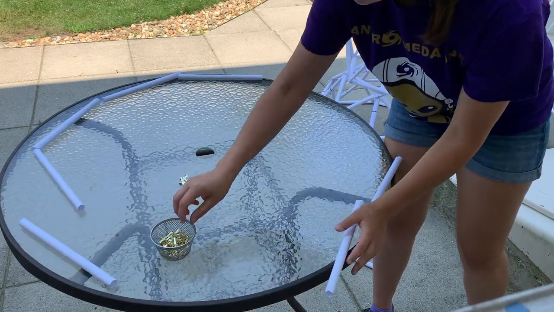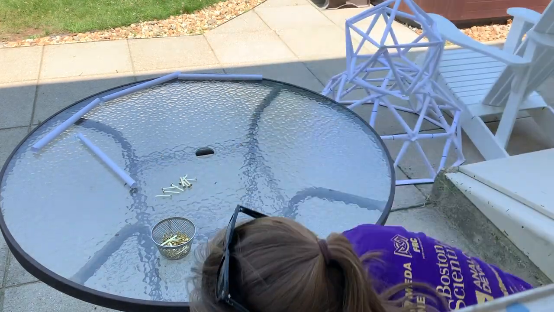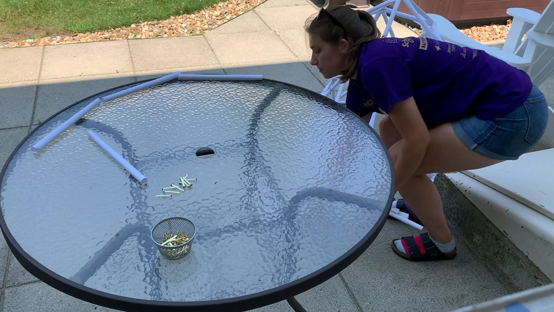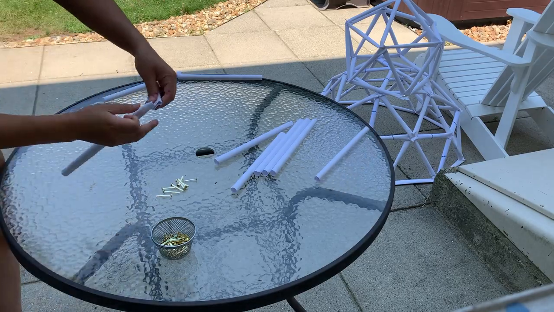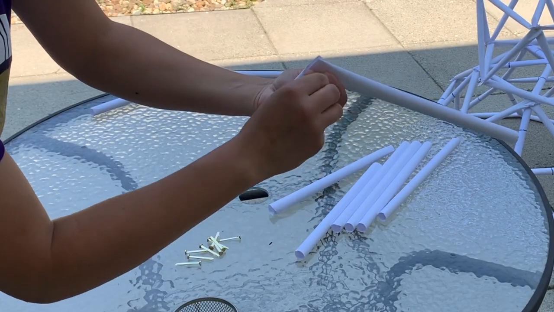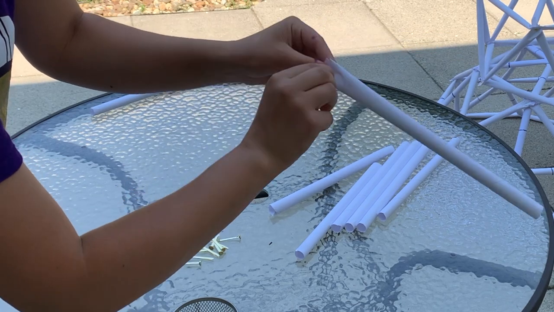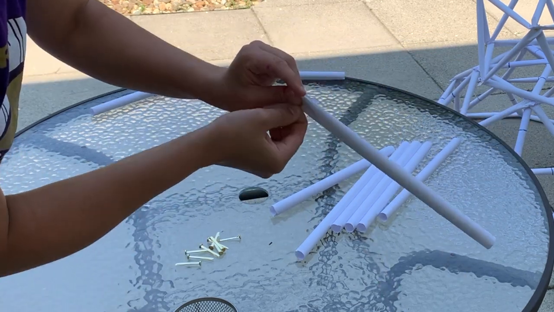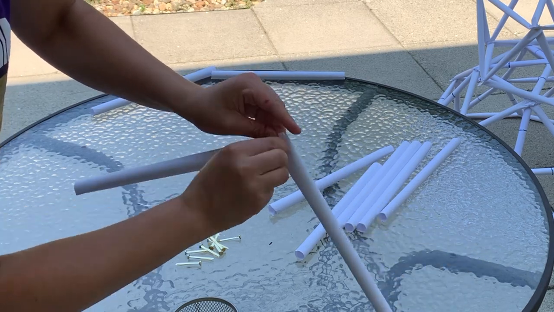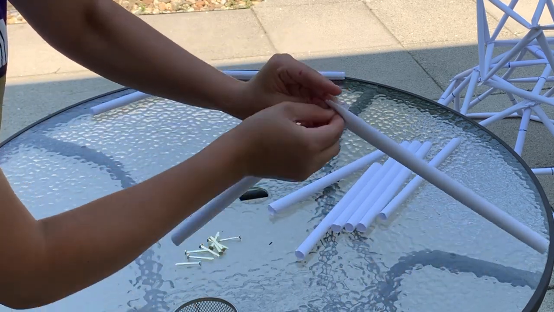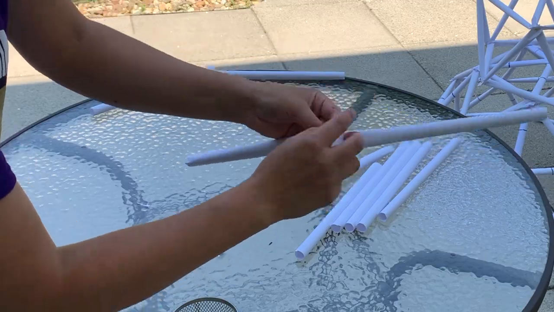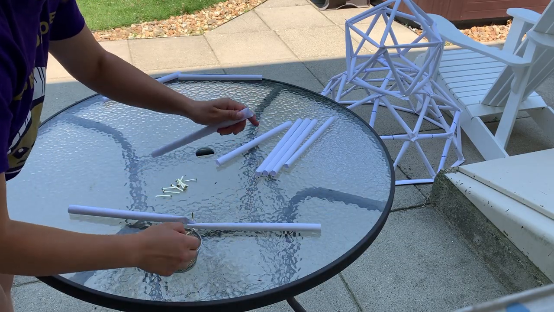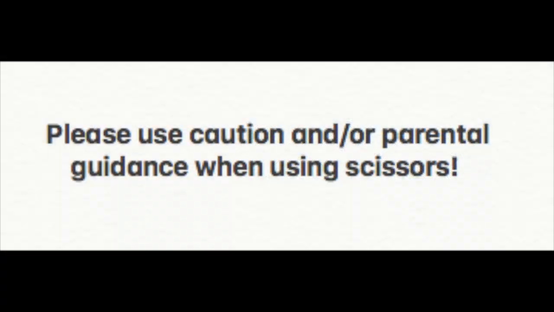Now, we're going to take our brads and connect them together. So you want to take your brad, and you want to take two of your pieces, and you just want to stick the brad through those pieces. Kind of like that, so it's poking out, and both of your pieces can move like this. And if you're having trouble poking your brad through, feel free to grab a pair of scissors to poke the hole with the blades. Please use caution and or parental guidance when using scissors.